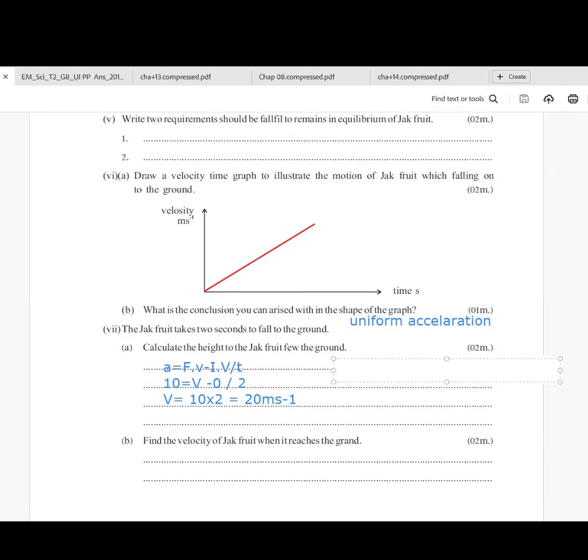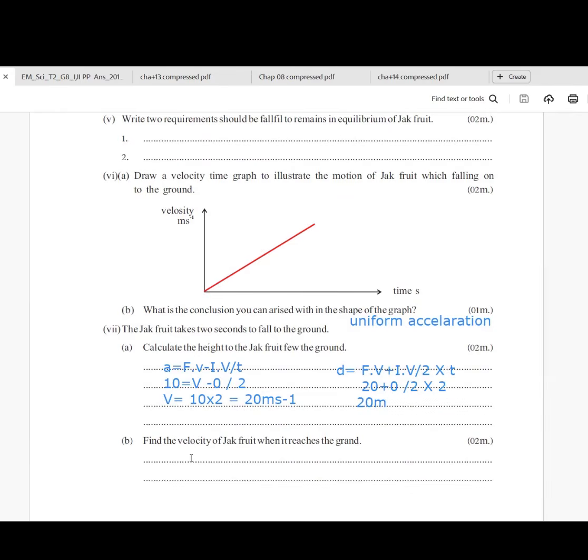By using that, we can find the distance. It's equal to the mean velocity multiplied by time. Mean velocity means final velocity plus initial velocity divided by 2, and multiply with the time. Then here the final velocity we found is 20, plus 0, divide by 2, multiply with 2. Answer: distance is 20 meters.